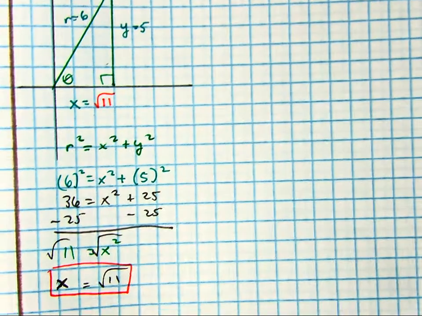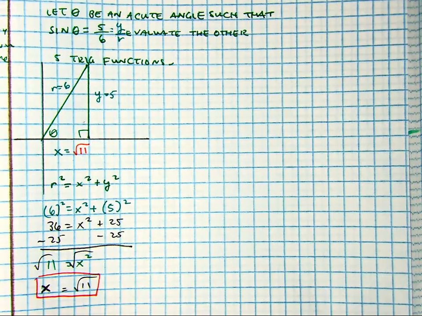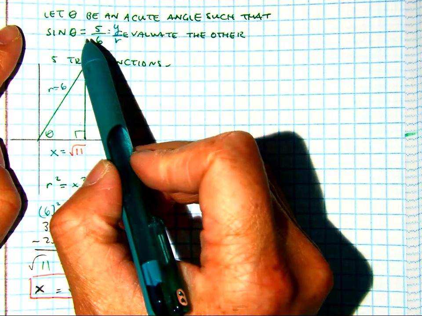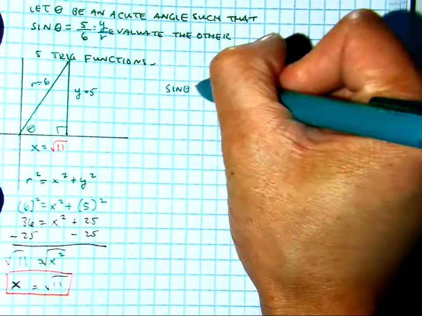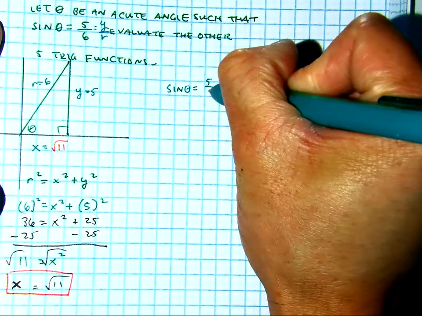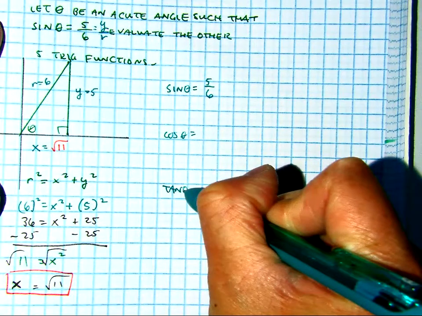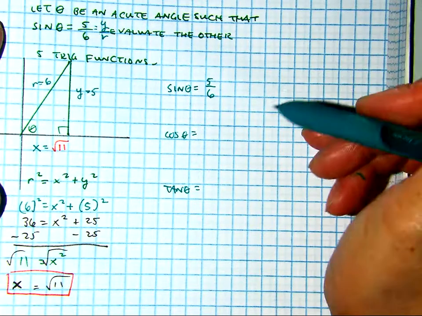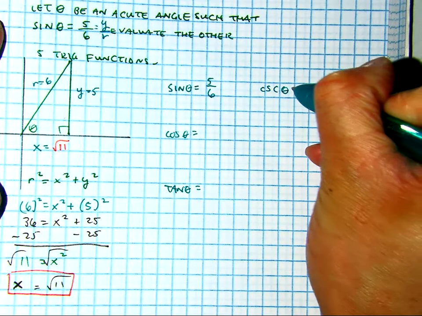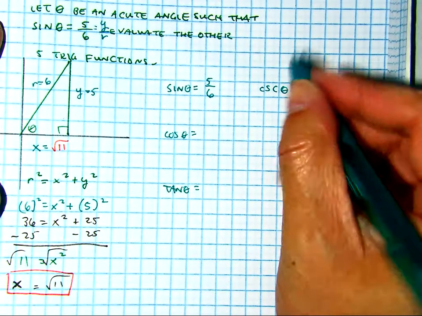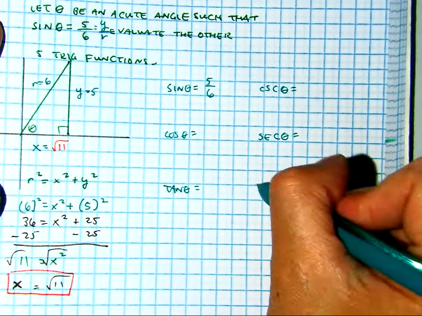So what's different about this problem is they give us the trig functions. So let's write that sine of theta equals 5/6. We need to find cosine, tangent. Class, what's the reciprocal of sine? Cosecant. Class, what's the reciprocal of cosine? Secant. And reciprocal of tangent? Cotangent.